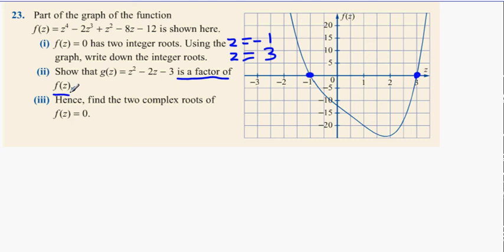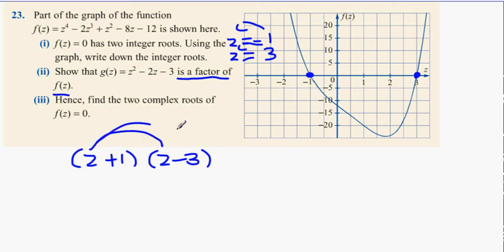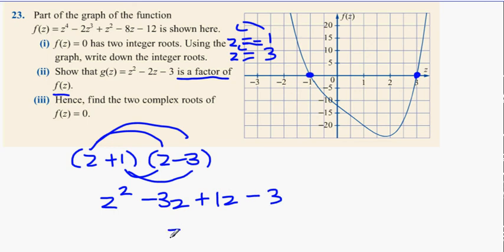Show that g of z equals z squared minus 2z minus 3 is a factor of f of z. Well, I'm going to have to divide this in. Just to tell you where we get this from, if I turn this into an equation, imagine that I can say this one's a factor and also this one's a factor. Well, then when I multiply them by each other, what we're going to get is z squared minus 3z plus 1z minus 3, and then we're going to get z squared minus 2z minus 3. So that's where we get that from, using root a and root b to construct a quadratic.